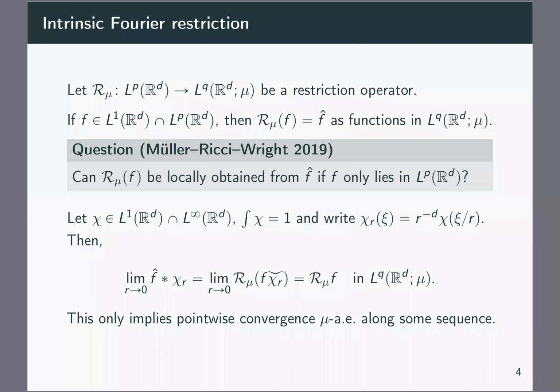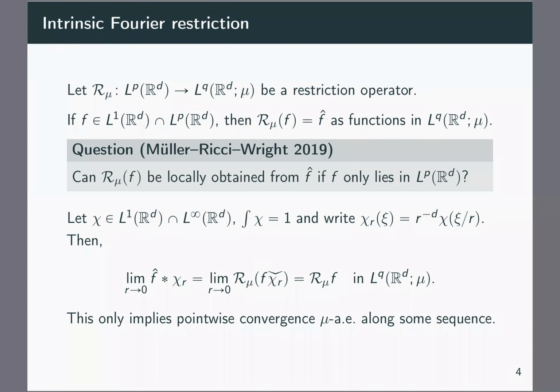So we find restriction operators via this property that R_mu f is equal to f hat mu almost everywhere for every function that is both integrable and in L^p. Or in other words, R_mu f is equal to f hat as functions in L^q of mu. In 2019, Müller, Ricci and Wright asked the rather natural question whether there continues to be some kind of intrinsic pointwise relationship between R_mu f and f hat if we only assume that f lies in L^p and do not assume that it is integrable.